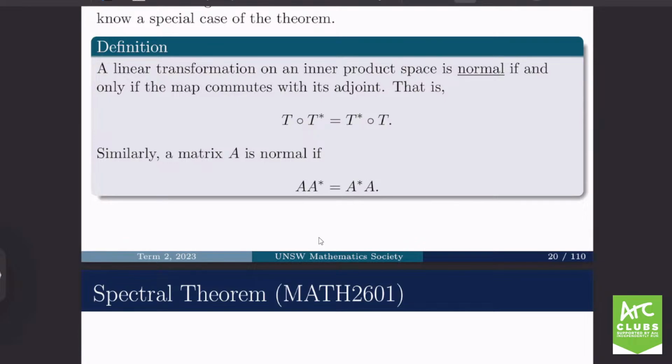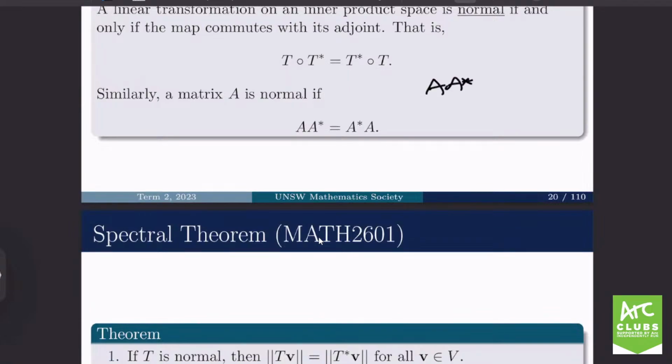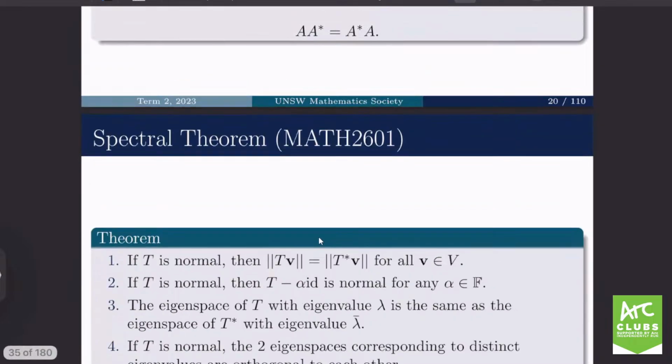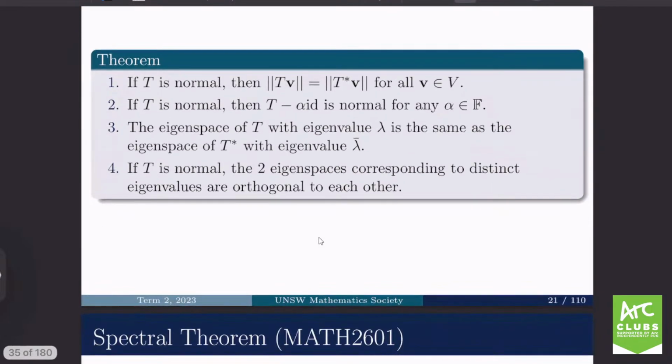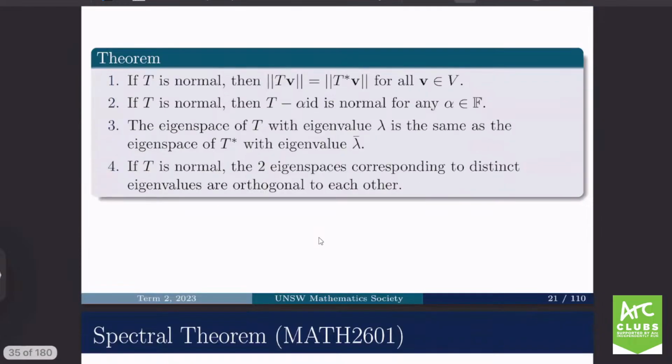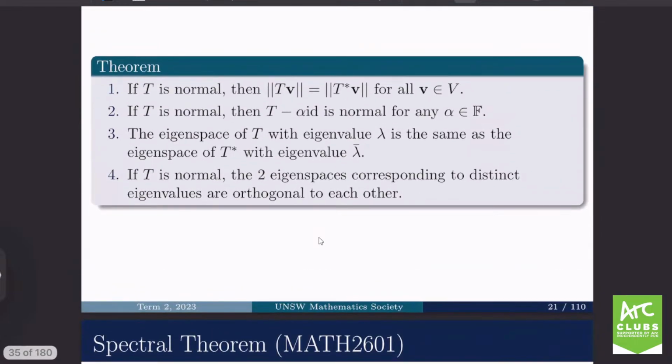Okay, and that extends to matrices. If we have A A star equals A star A, that means we have a normal matrix because it commutes with its adjoint. All right, so if we are looking at normal matrices, then we have some properties here. The length of TV equals the length of T star V. If T is normal, then T minus alpha times the identity map is normal, okay? And this is very similar to what we're working with when we're working with eigenspaces.